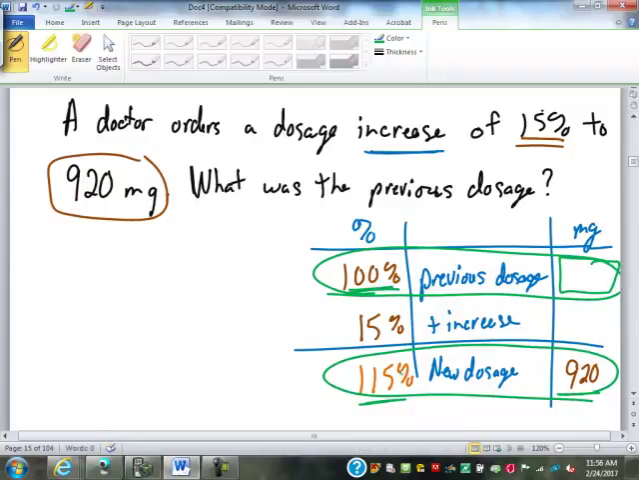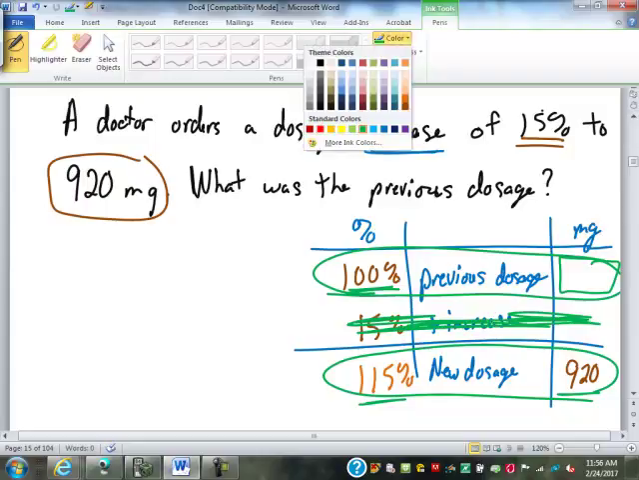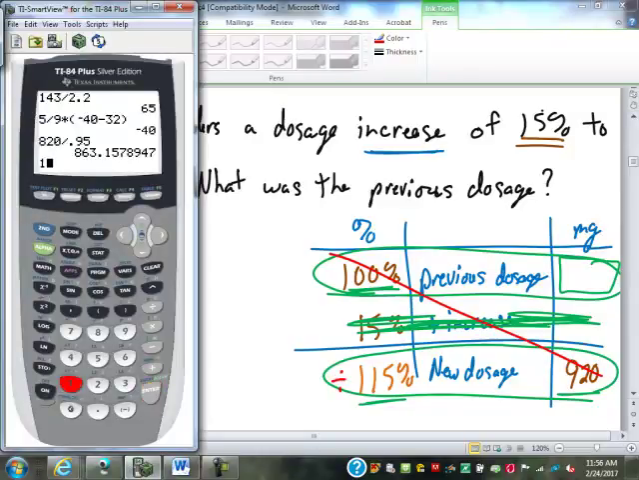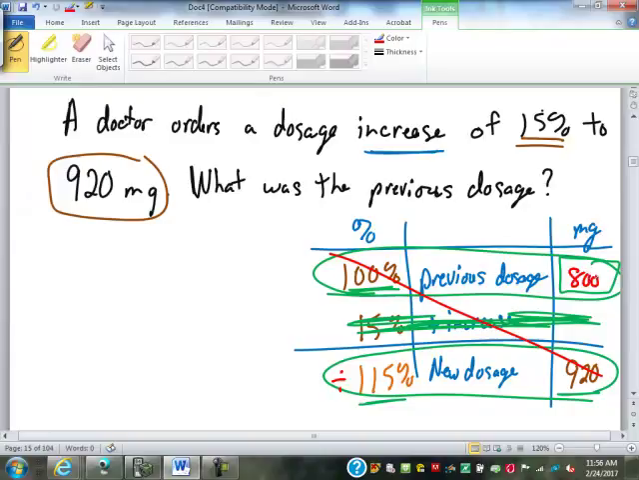So I can set up this proportion. Normally, we'd be used to 115 over 100, putting the 100 on bottom. But I don't have to pull this out and set up a proportion. What I can do is just this. I can ignore this middle row, and I can cross multiply and divide right in the table. I can do 100 times 920 divided by 115, which is going to give us 800. So the previous dosage was 800 milligrams.